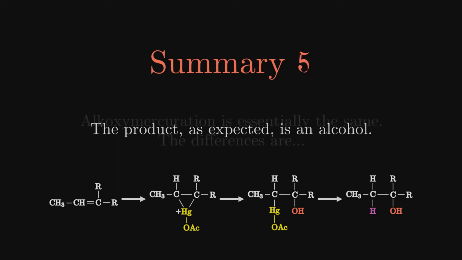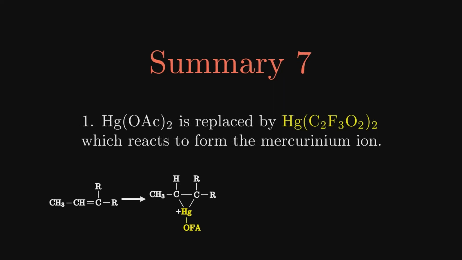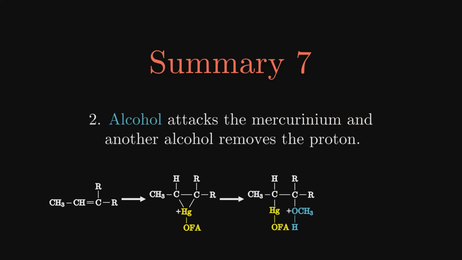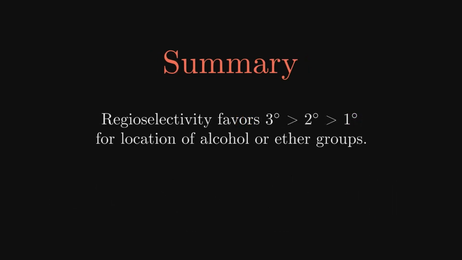In alkoxymercuration, the mechanism is essentially the same. The differences include: first, mercury acetate is replaced by mercuric trifluoroacetate. Next, an alcohol attacks the mercurinium ion, and then another alcohol removes the additional proton. And finally, after reduction, the final product is an ether. The regioselectivity of both processes favors tertiary over secondary over primary for the locations of alcohol or ether groups.